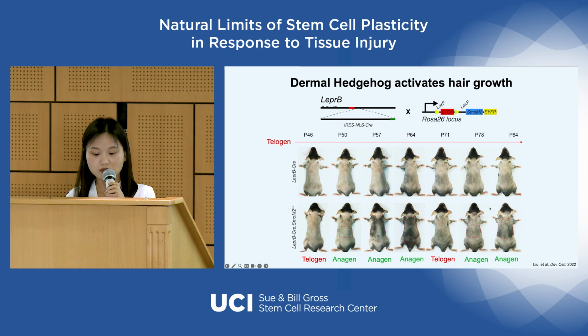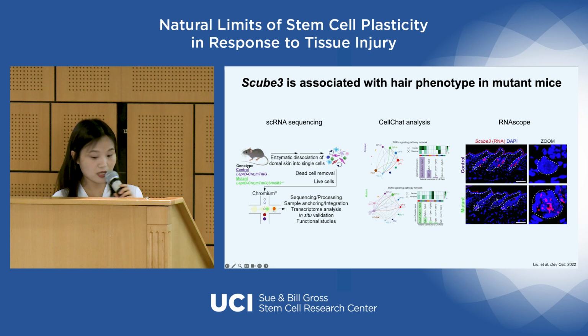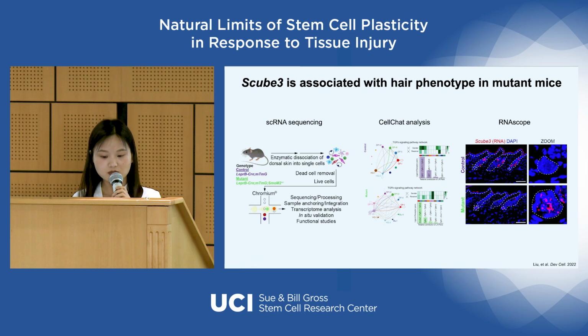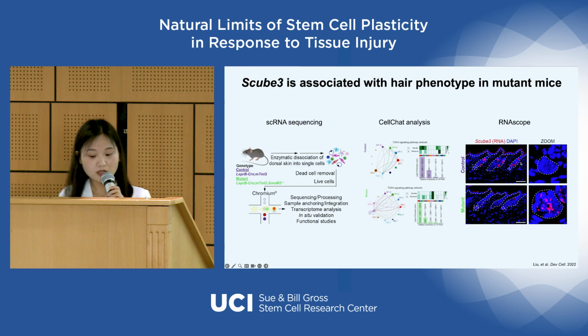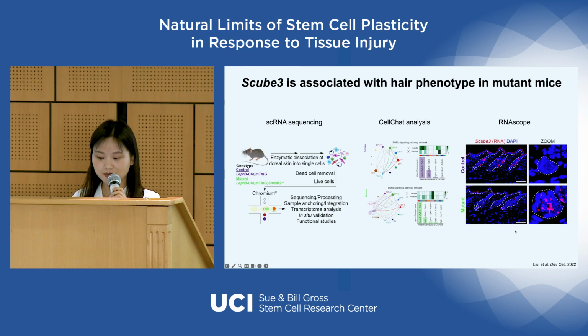So struck by this very strong phenotype, we then asked, what is the mechanism behind this phenotype? To be able to answer this question, we leveraged the advancing technology called single-cell RNA sequencing. And with great help from some computational analysis tools, we were able to identify a molecule called SCUBA3 that seemed to be associated with the hair phenotype in the mutant mice. So then we wondered, is SCUBA3 really the key player in activating hair growth?